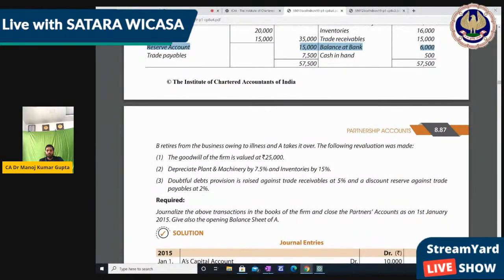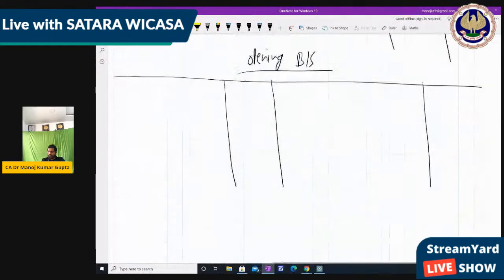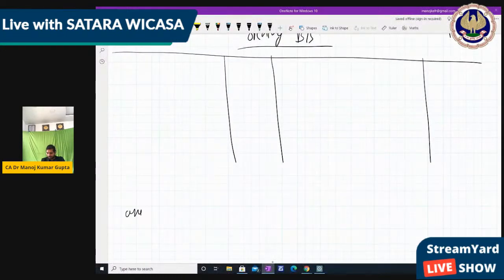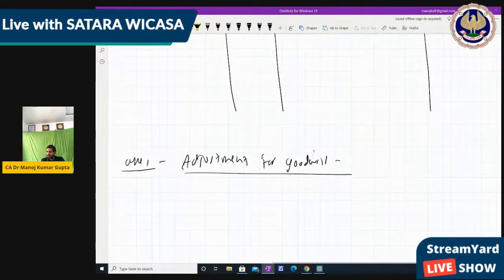Goodwill of the firm value 25,000. So what we should do, goodwill raise and write off, so that goodwill is not shown in the books. So working note number 1, adjustment for goodwill. Right? How to do adjustment for goodwill? Goodwill raise and write off.